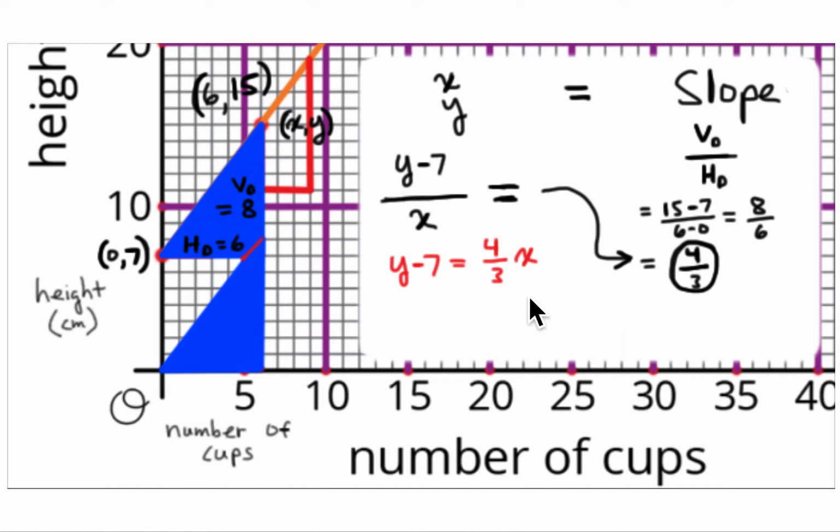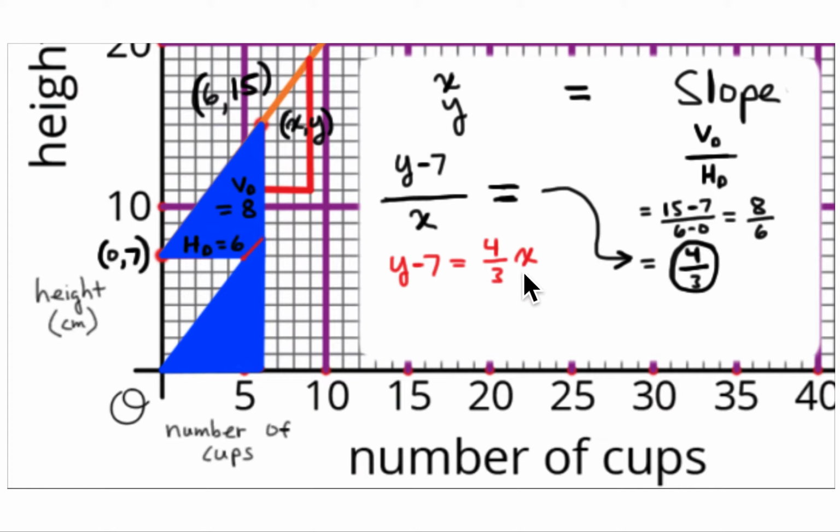Now, notice, as we've said over and over, that this vertical measurement is 4/3 the horizontal measurement. So if you say that in words, y minus 7 is 4/3 the horizontal measurement. So y minus 7, this is the vertical measure, is 4/3 the horizontal measure.